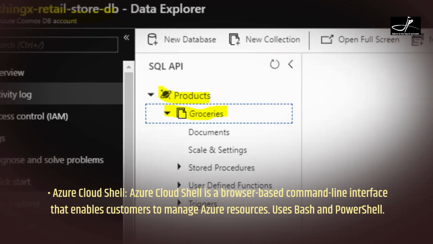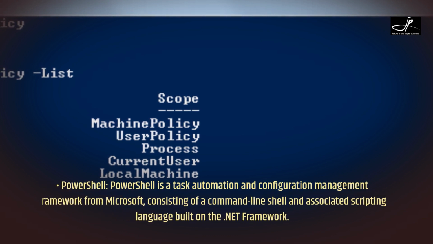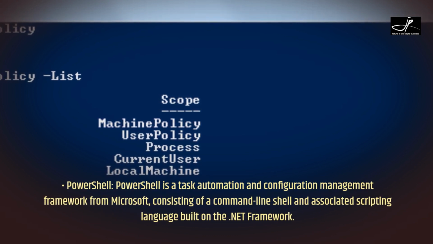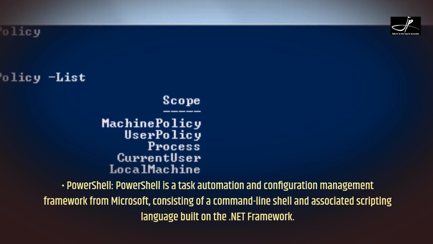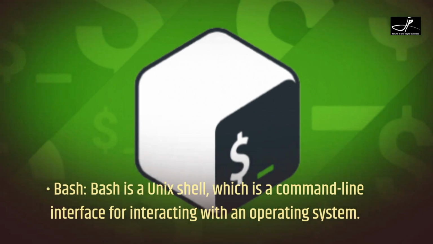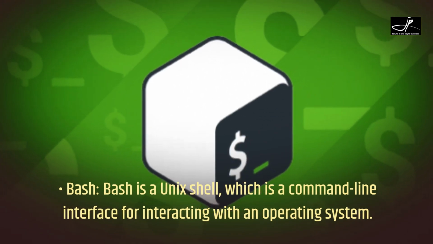Uses Bash and PowerShell. PowerShell. PowerShell is a task automation and configuration management framework from Microsoft, consisting of a command line shell and associated scripting language built on the .NET framework. Bash. Bash is a Unix shell, which is a command line interface for interacting with an operating system.